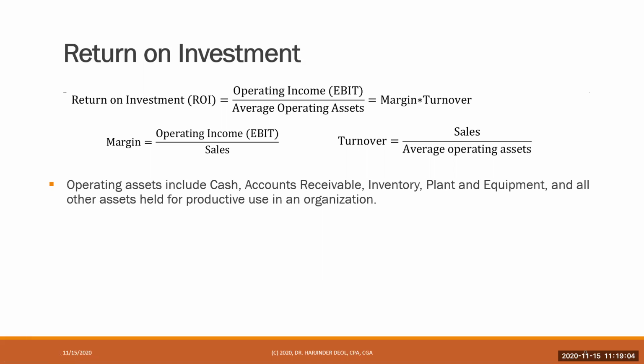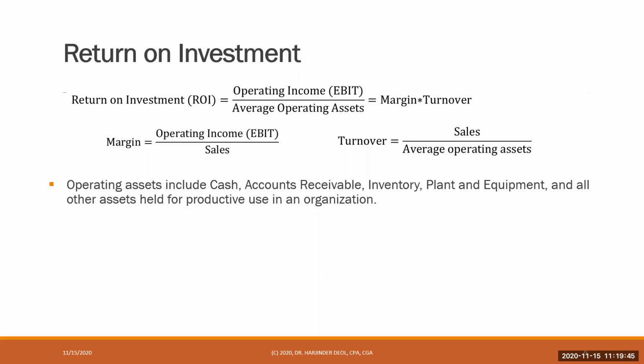Operating assets, by definition, will include cash, accounts receivable, inventory, plant and equipment, and all other assets that are used for productive use within the organization. So it does not include any kind of passive investment in some other company. So if you have ownership in some other company, well, that's a passive investment that wouldn't be included in the operating assets. If you have, say, some assets that are not currently being used, but rather are being held for sale, then those assets would not be considered.